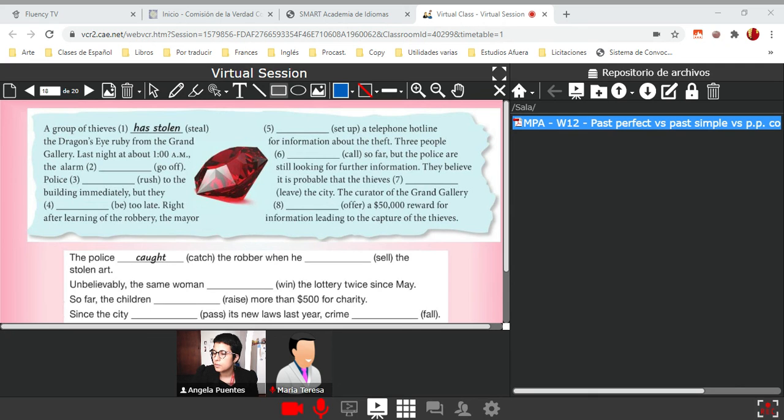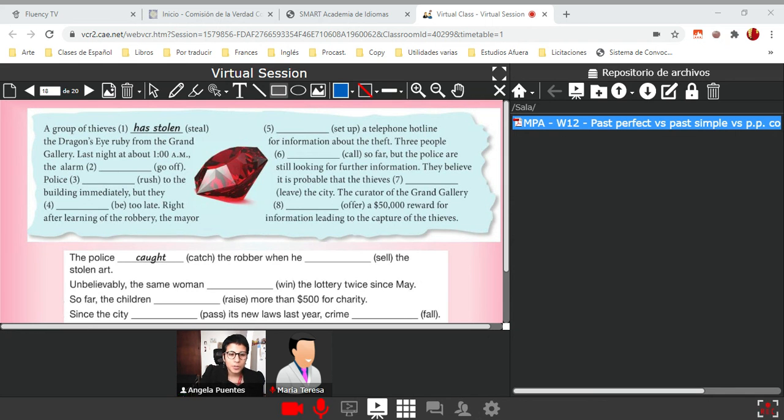Police rush. The police rush. Very good. Rush to the building immediately, but they were too late. Very good. A specific time or a situation that is finished. Ellos llegaron o estuvieron tarde, and that's it.